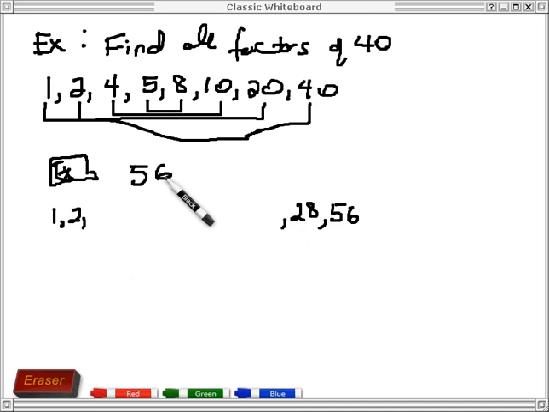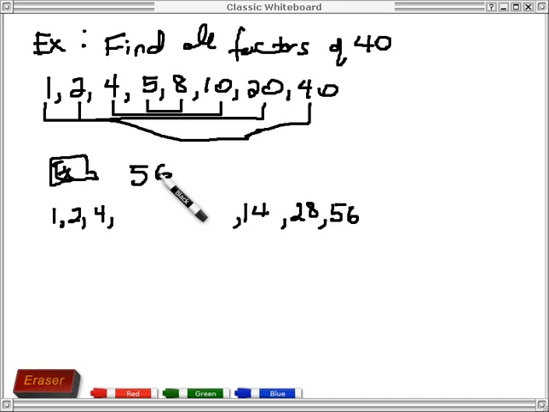Does 3 go into 56? Well, it's the old trick of telling if a number is divisible by 3. You add the digits. If they add up to something divisible by 3, then it's divisible by 3. 5 plus 6 is 11. 11 is not divisible by 3, so therefore 56 is not either. The next number to check would be 4, and yes, 56 is divisible by 4. So we've got 4. When I divide 56 by 4, I'm going to get 14.